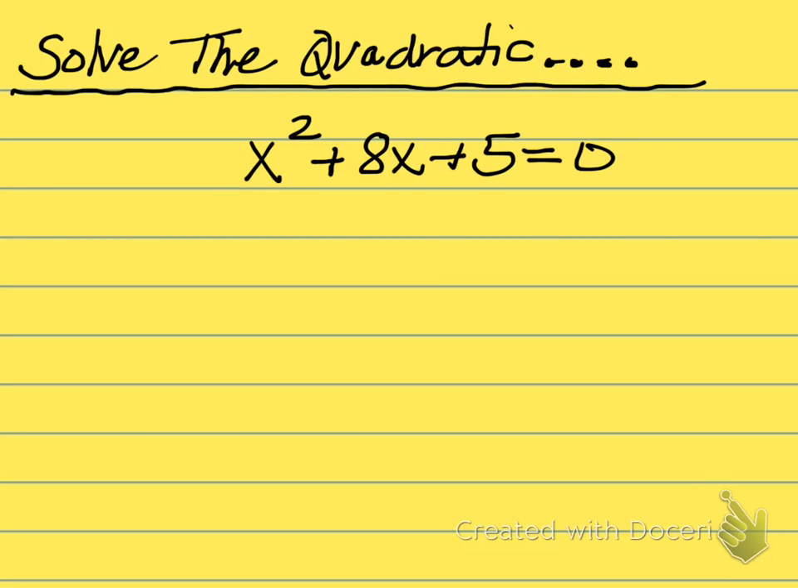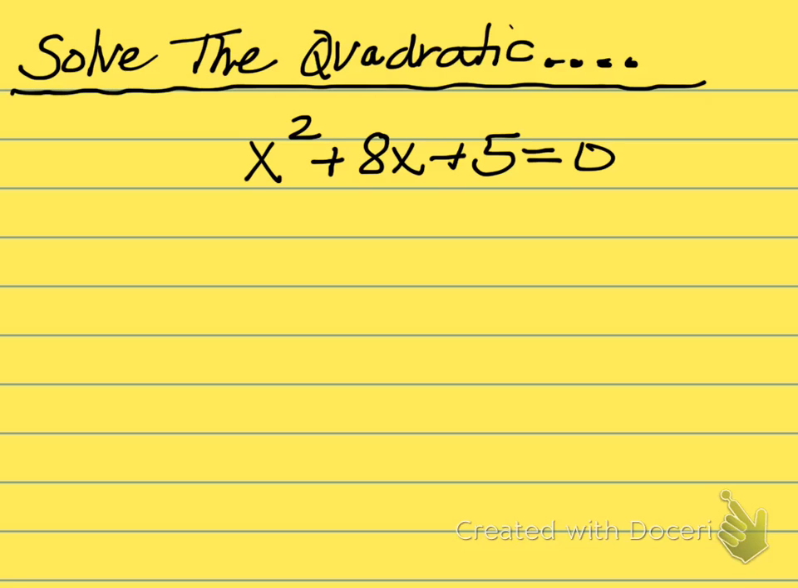Okay guys, so in class we've been working on solving quadratic equations. I wanted to put a little mini lesson up for you just in case you need a little bit extra help on solving these. I have a quadratic equation here, x squared plus 8x plus 5 equals 0. I'm going to solve this equation using two methods, and we'll see that I get the same answer regardless of which method I use.